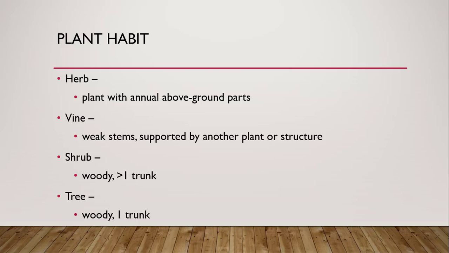Plant habits. Herbs are plants that have annual above ground parts. Those are herbaceous. Vines have weak stems that are supported by another plant or structure. A shrub is woody, has usually more than one trunk, and a tree is woody and has one trunk. However, there are multi-stem trees. A lot of times it has to do with height.